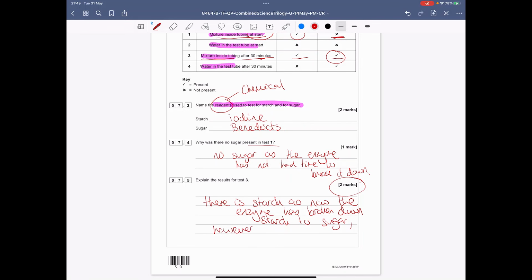However, as there is still starch, it's showing that the enzyme is not done. It hasn't finished digesting everything. So, however, the enzyme has not finished, and starch is still present.